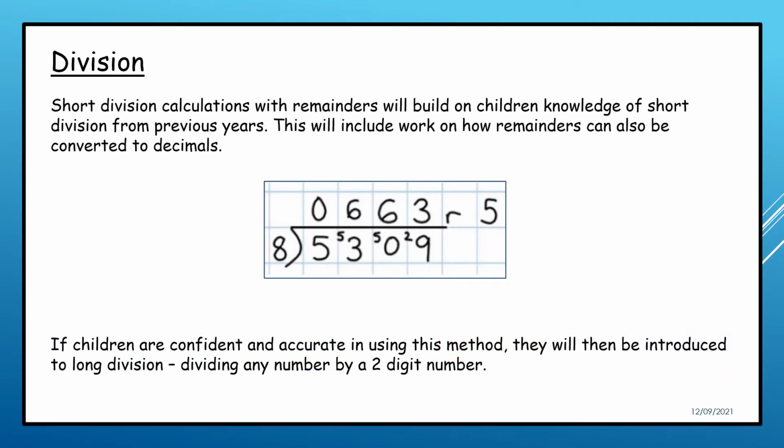With division in Year 5, short division calculations with remainders will build on children's knowledge of short division from Year 3 and Year 4. This will include work on how remainders can also be converted into decimals. And if children are confident and accurate in using this method, then they will be introduced to long division, dividing any number by a 2-digit number.